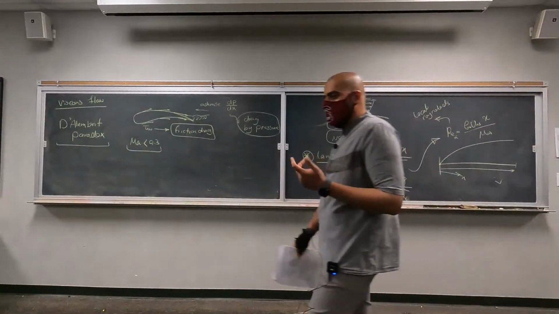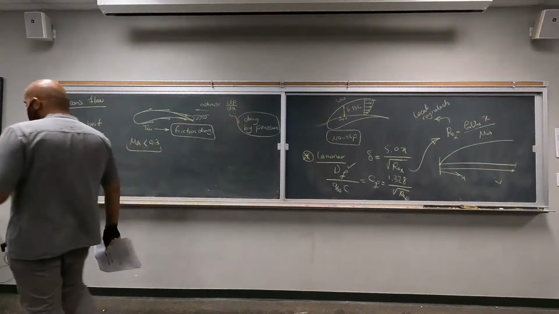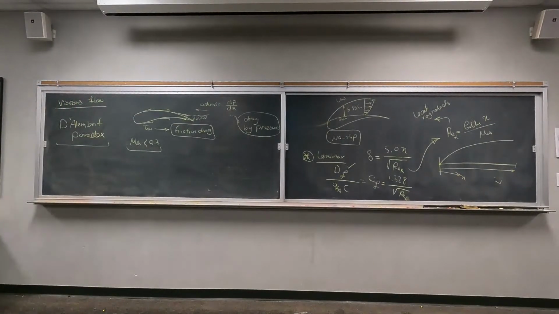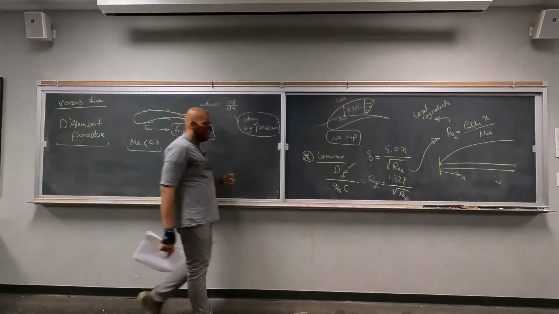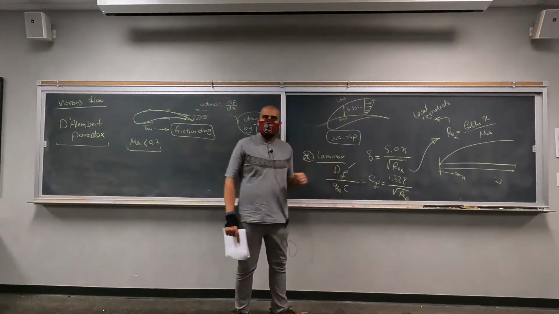So pretty simple. In a laminar region, you calculate the Reynolds number of the plate. Then you plug it into this equation. Then you find the friction drag. Yes?